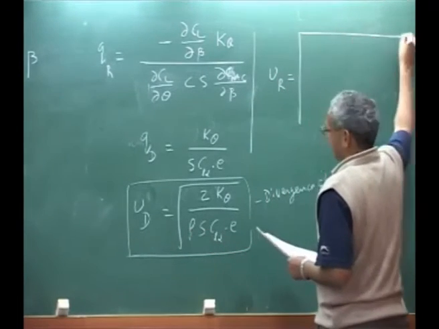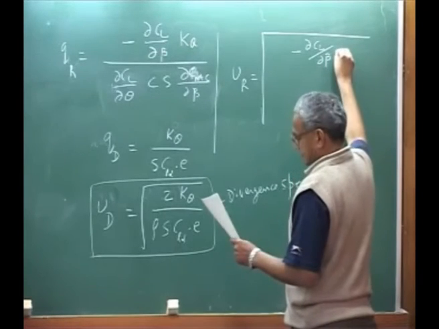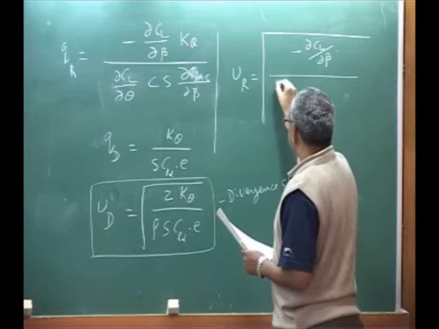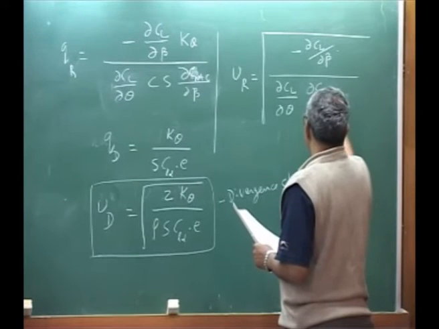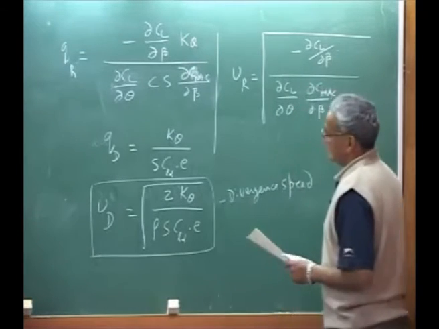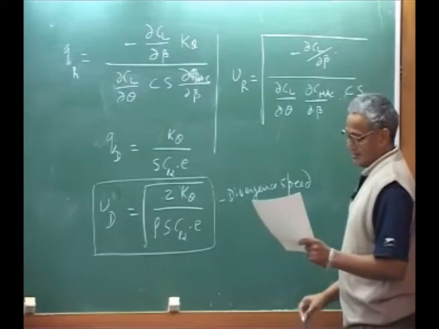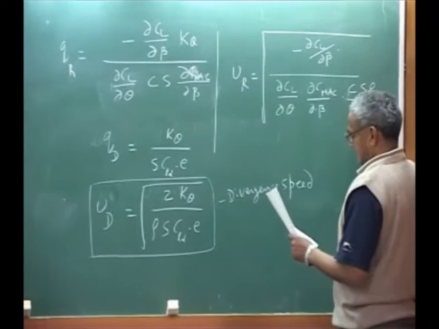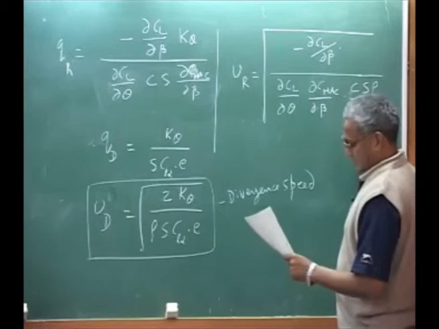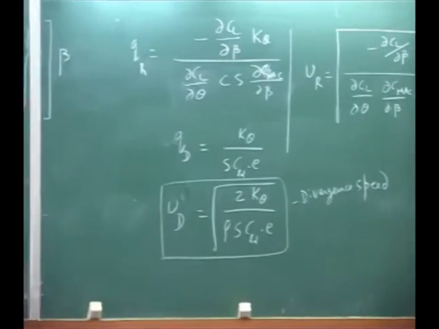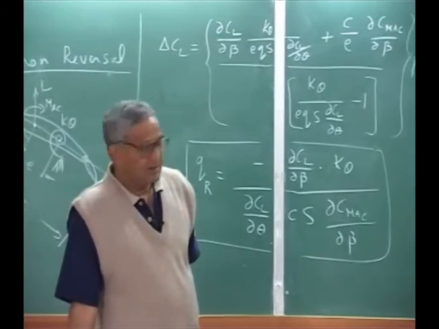This will be square root of minus... I am again simplifying this, delta theta delta CMAC over beta, into C S and rho over 2 K theta. Okay. C S rho 2 K theta. So this is my control reversal or aileron reversal speed.